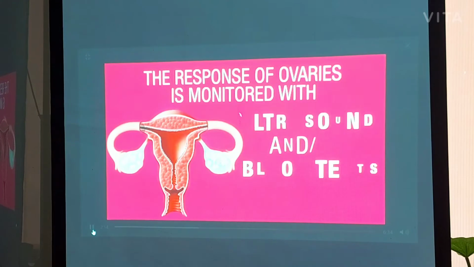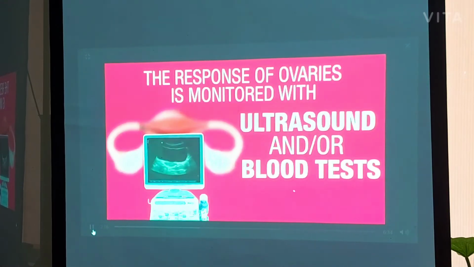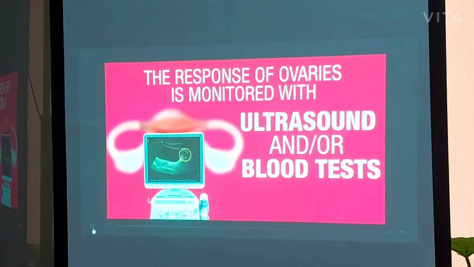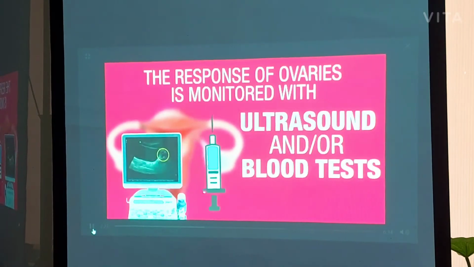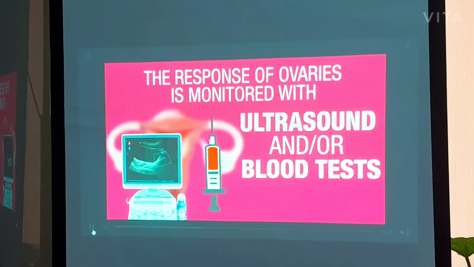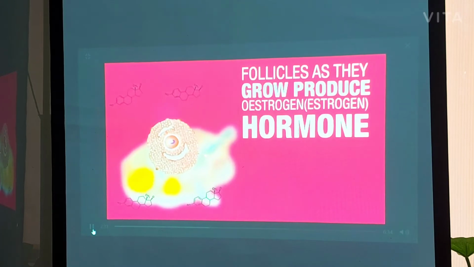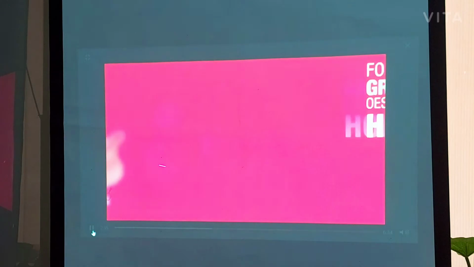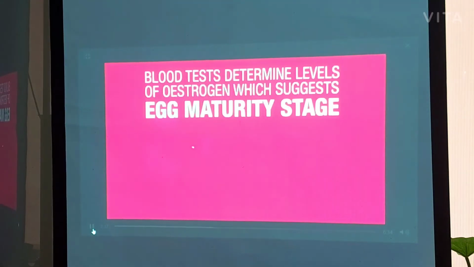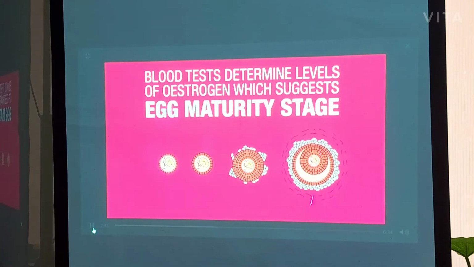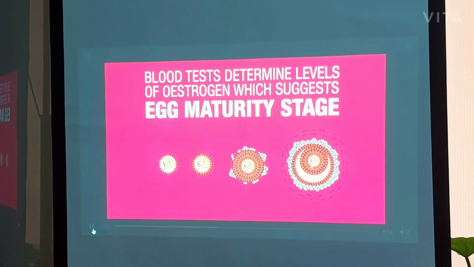The response of the ovaries is monitored using ultrasound and blood tests. The blood tests usually done are the LH and the estrogen levels, and depending on that, the gonadotropin injections we are giving are decreased or increased to control the number and size of the follicles that are developing. As the egg is maturing, the estrogen levels shoot up. The blood tests determine the levels of estrogen, such as egg maturity stage. This is how a mature egg looks like.